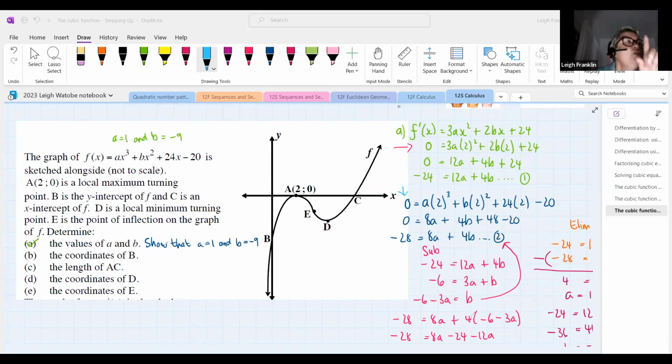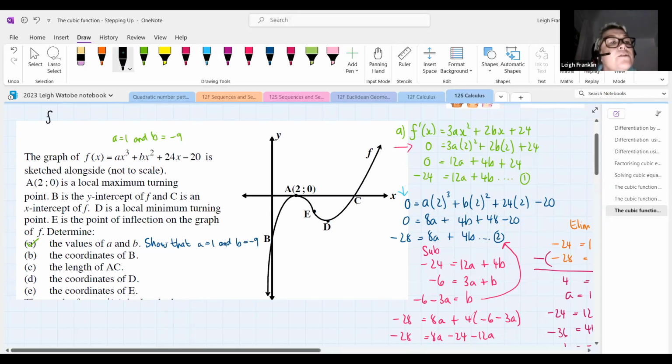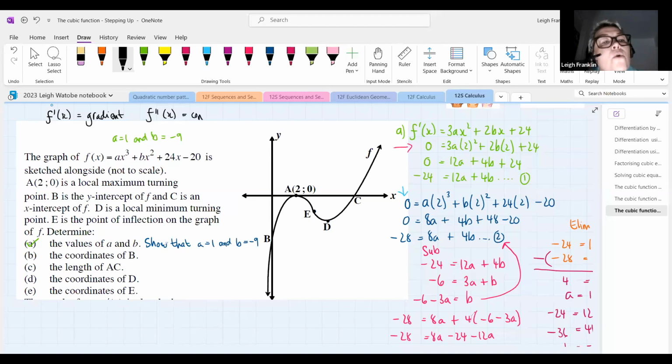No problem. Katleho, you don't use the second derivative for turning points. You use the first derivative for turning points because the gradient at the turning point is zero. So for gradient, you've got to use the first derivative. You use the second derivative for concavity. Okay, so I'll just write that up here again. The first derivative is for gradient. Your second derivative is your point of inflection, or it's all about concavity.